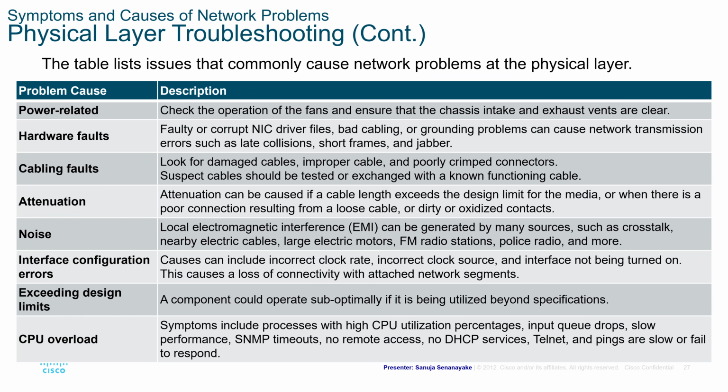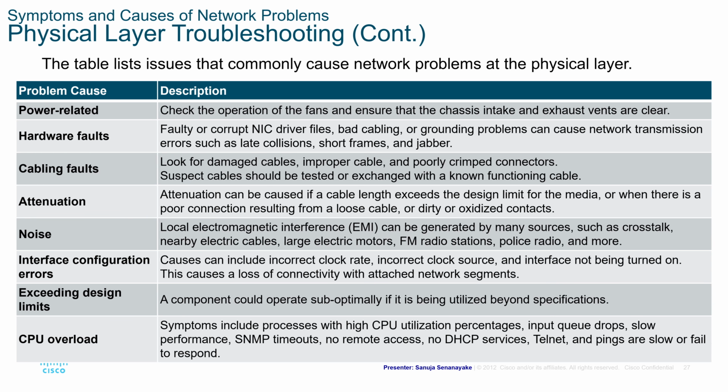Interface configuration errors. Those are caused by incorrect clock rate, incorrect clock source, and interface not being turned on. This causes a loss of connectivity with the attached network segments.